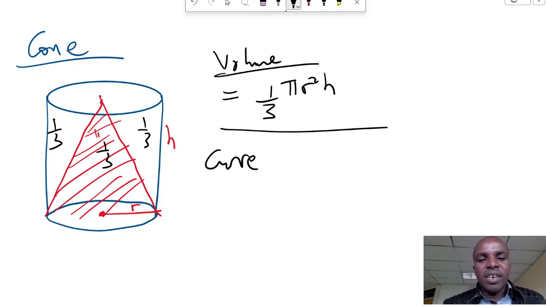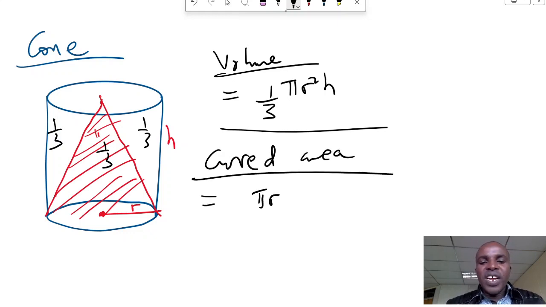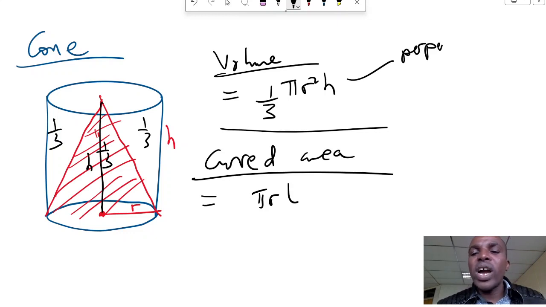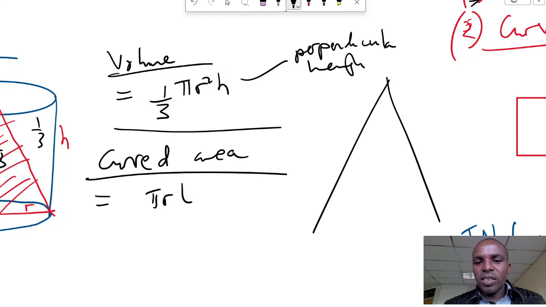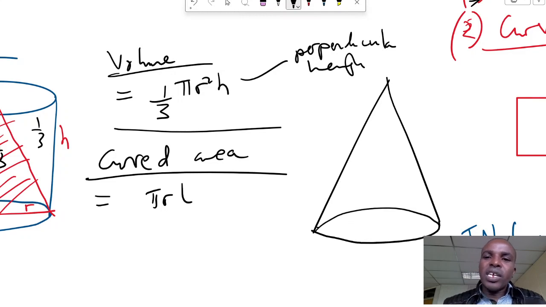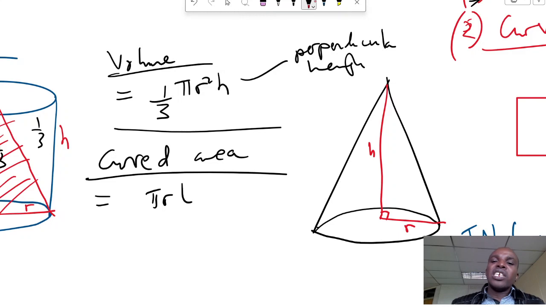Then curved surface area. The curved surface area of the cone is pi r l. Please don't confuse this h and this l. H is this height. That's the perpendicular height. H is the perpendicular height or the vertical height. If I can take this cone, it's like this. So it's something like this. So if the red one, this will be the vertical height. The vertical height, then this will be the radius r. So that's the vertical height.